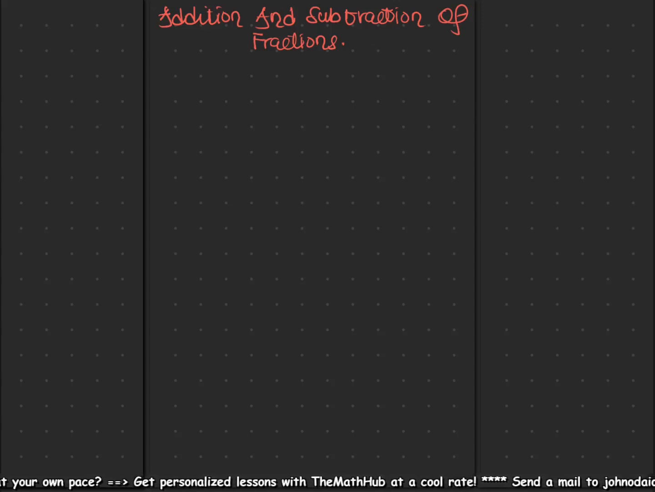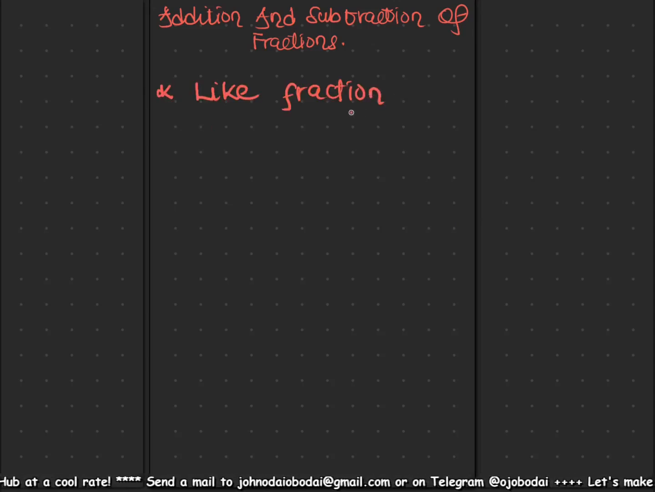Now, when we want to add fractions, there are two types of fractions I would like us to look at. The first is like fractions. So let's look at addition of like fractions, after which we'll come to addition and subtraction of unlike fractions. With like fractions, we said in our previous video that like fractions are fractions with the same denominator. Like fractions are fractions with the same what? Denominator. So if you want to add and subtract like fractions, it is very easy.